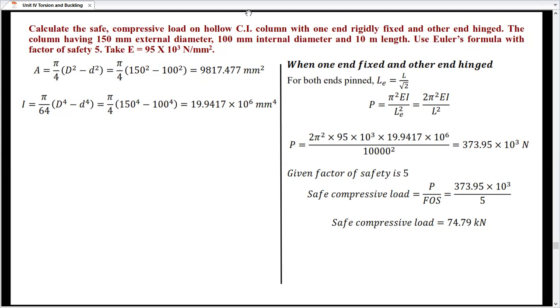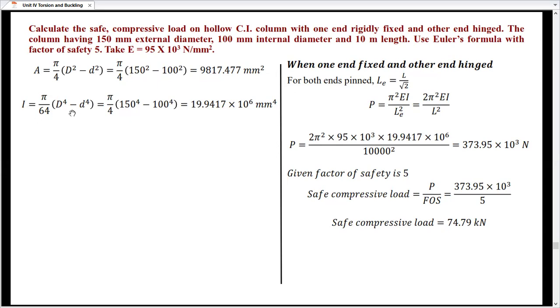Now, the hollow column is given, so we can take area equal to pi by 4 into OD square minus ID square. What is the outer diameter? 150 mm. What is the internal diameter? 100 mm. So you get area equal to pi by 4 into 150 square minus 100 square, that is 9817.47 mm square.